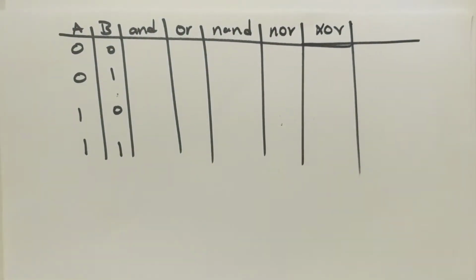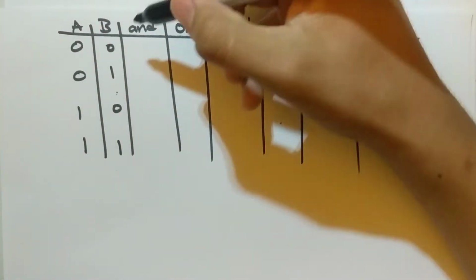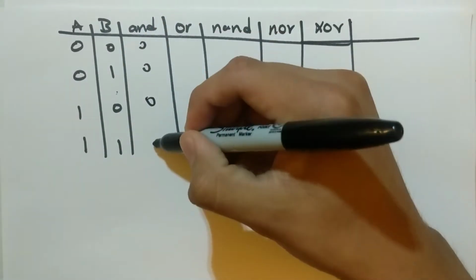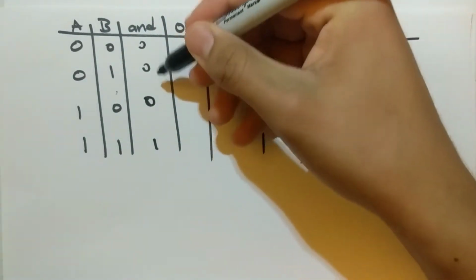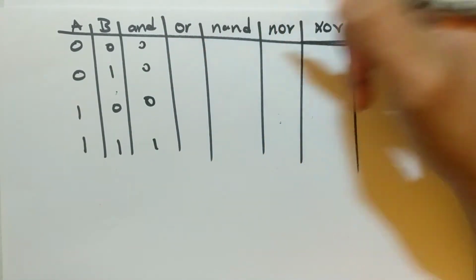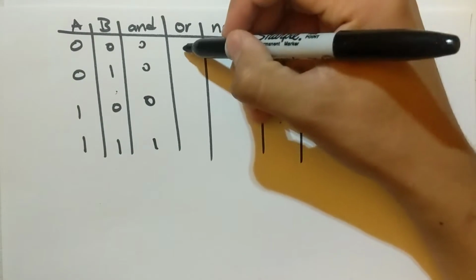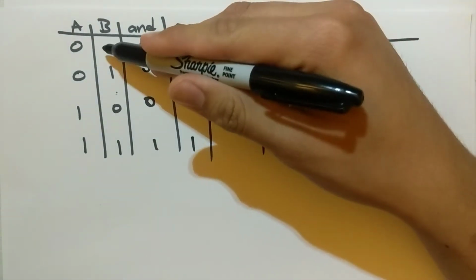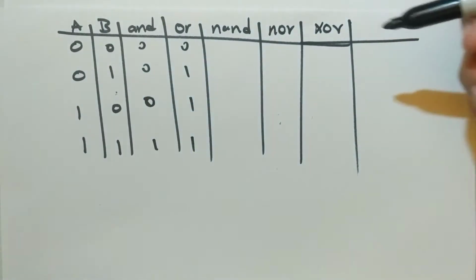What's the truth table for AND? That should be quite simple. If both inputs are 1, you get a 1, but otherwise you get 0. What's the truth table for the OR? Basically, if there's a 1, you have a 1. It's only 0 when you have two zeros.